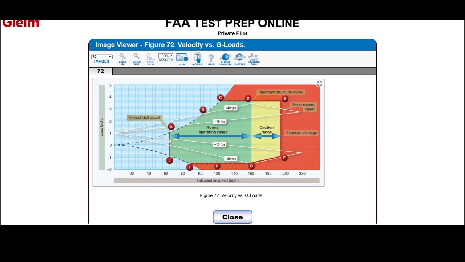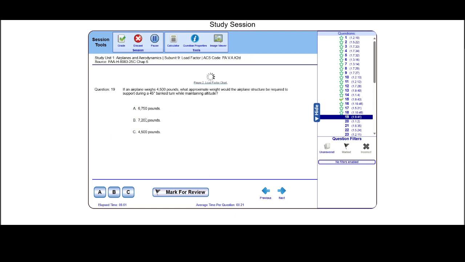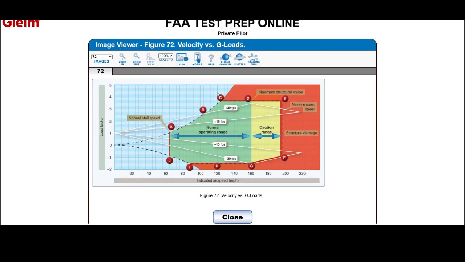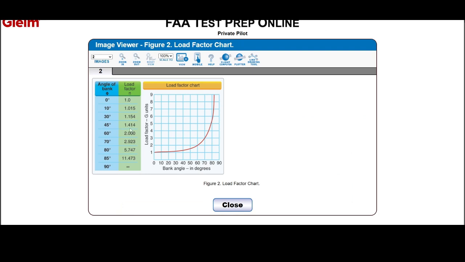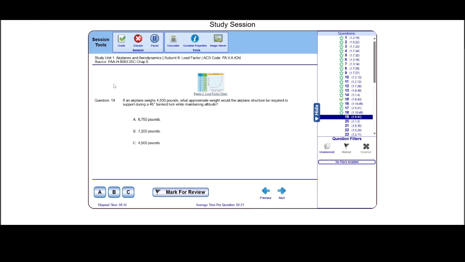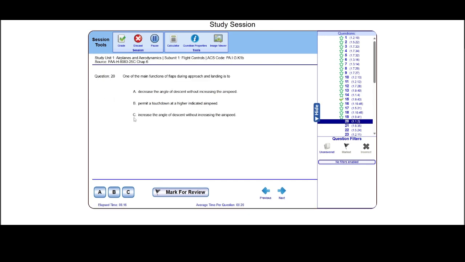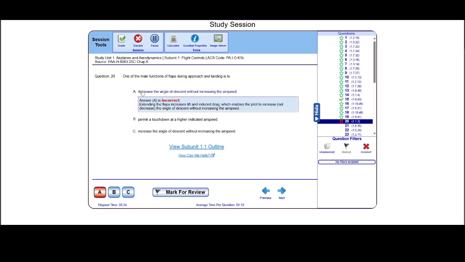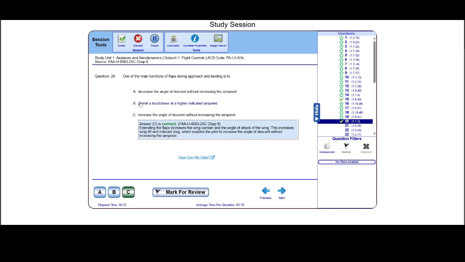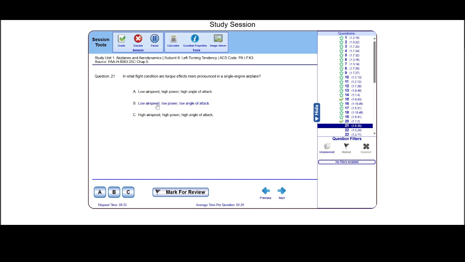So it's the normal stall speed: 4,500 at 45 degrees, so 1.414 times 4,500. I think that's A. The main function of flaps is to increase the angle of descent without increasing the airspeed. Oh no, I chose the wrong answer. Torque effects are more pronounced at low airspeed, high power, and high angles of attack.